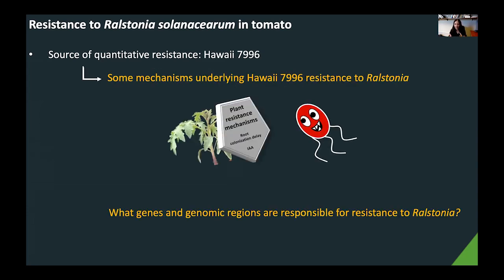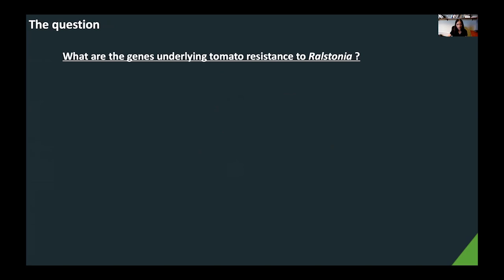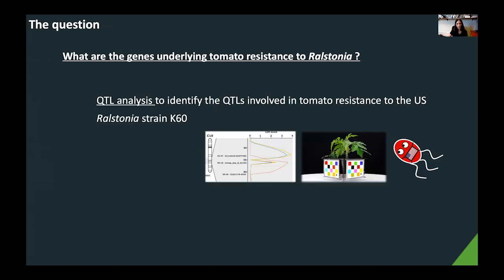But even though we have some idea of the mechanisms that are important for resistance, we still don't have a really clear idea of what genes and genomic regions are responsible for resistance to Ralstonia. So this is our major question. And we approach this in many different ways in the lab, but the one I'm going to talk about today is a QTL analysis to identify genomic regions that are involved in tomato resistance to the US strain of the pathogen, and that's often called K60.